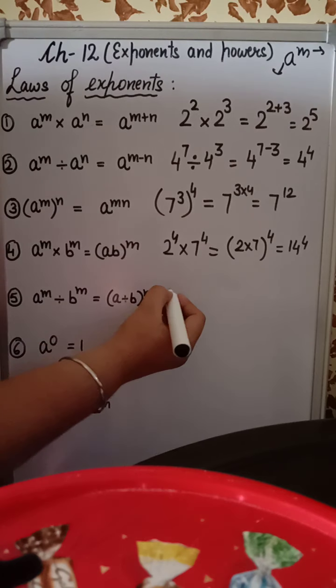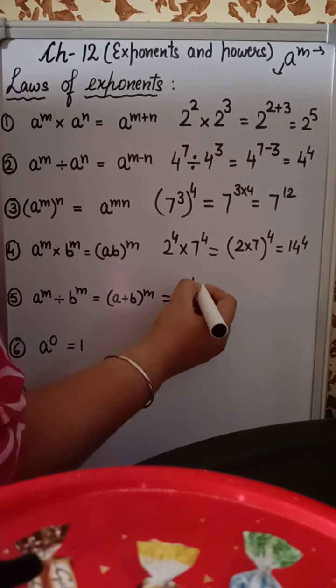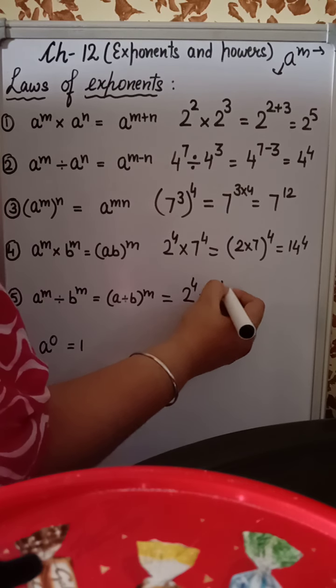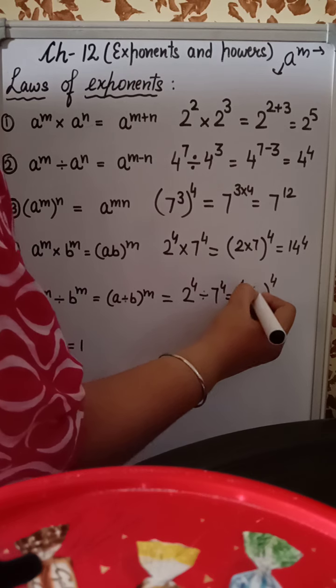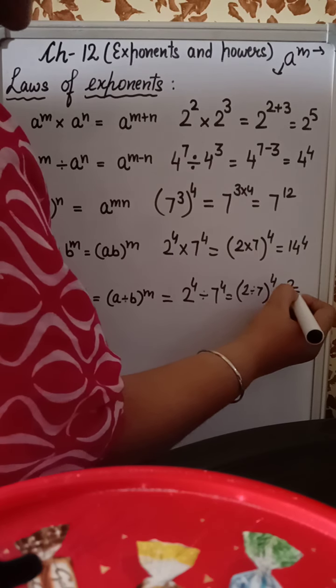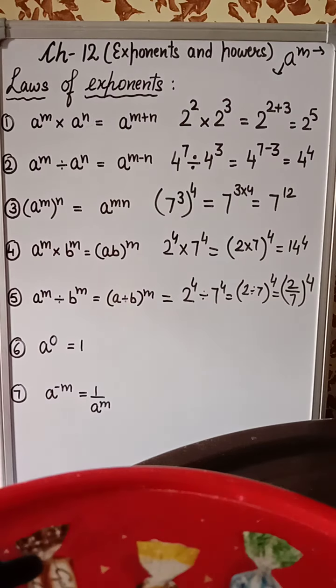Now in case of division, same example I am taking, 2 raised to power 4 divided by 7 raised to power 4. So power को हम बाहर ले लेंगे bracket के, 2 divided by 7, that is 2 by 7 whole power 4. Right?